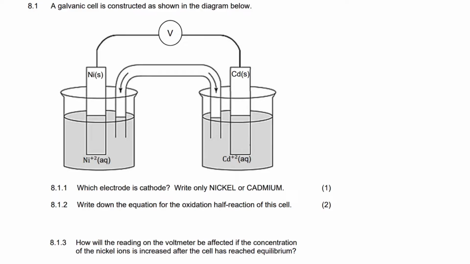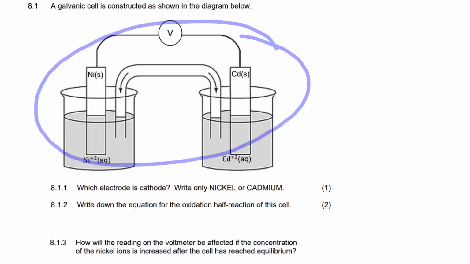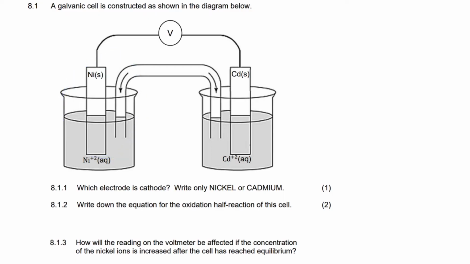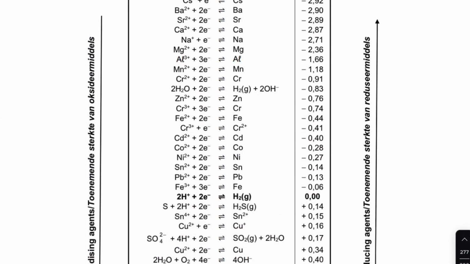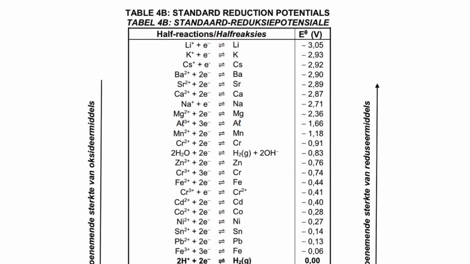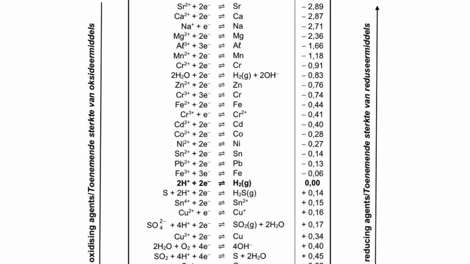Okay, this is question 8 in the Gauteng province, which is the 2024 trial question paper. Let's cut to the chase. It says a galvanic cell is constructed as shown in the diagram below. So we have a galvanic cell here. We have a nickel electrode and the cadmium electrode. If you go to the table and check which one is oxidizing and which one is reducing, we see the cadmium there and we see the nickel there.